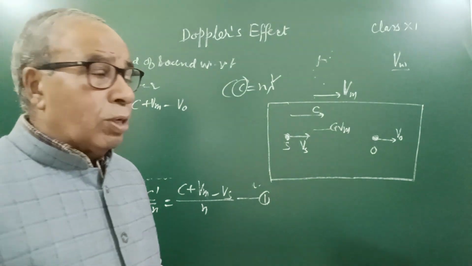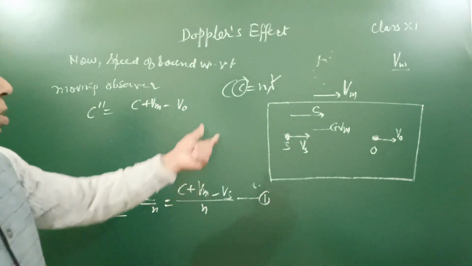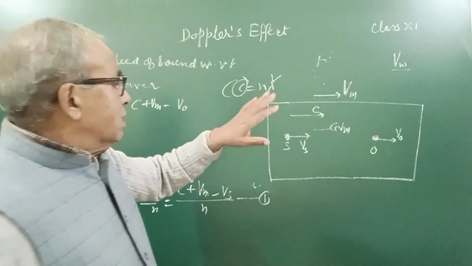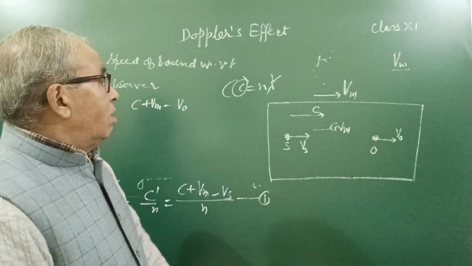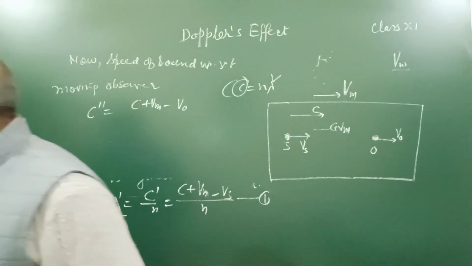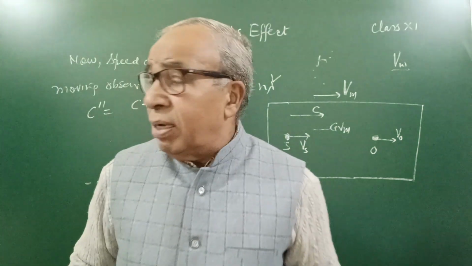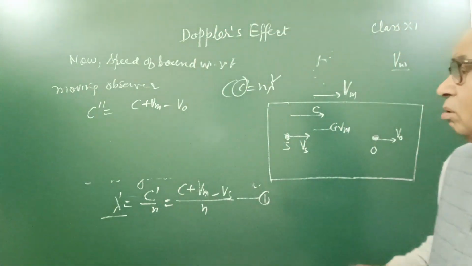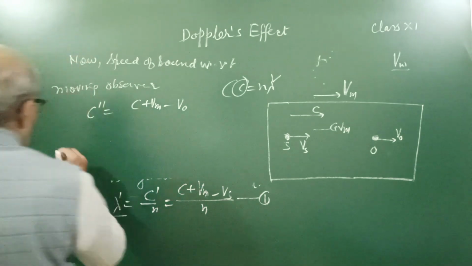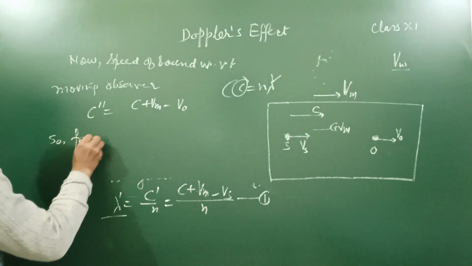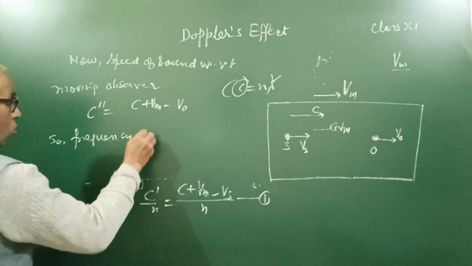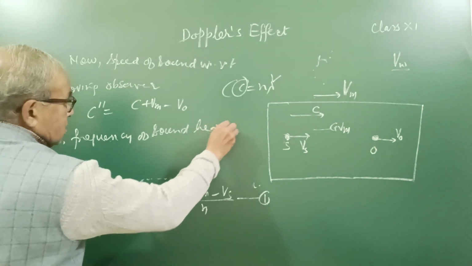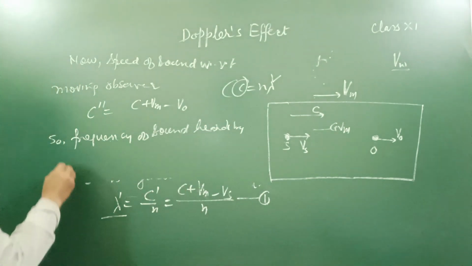No hurry, no tension. You know very well that V equals n lambda, n is frequency and lambda is wavelength. I defined all these terms very clearly when I started teaching sound. So the frequency of sound heard by the observer.